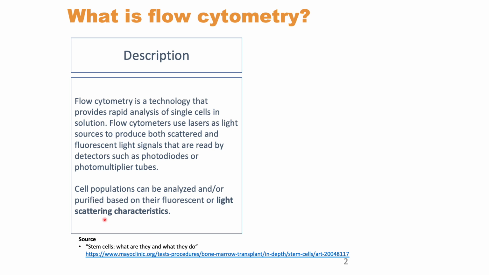So basically, we can detect different cell populations within a cell culture, and then we can analyze those. We can purify those different populations, and we usually do this by using fluorescence or light scattering characteristics. So we'll be focusing with Moxi V on light scattering characteristics.